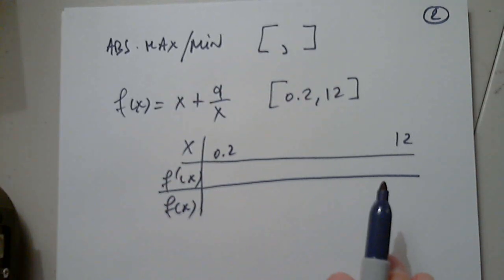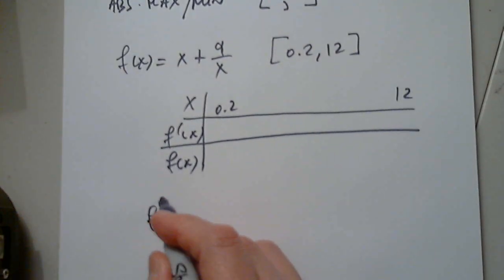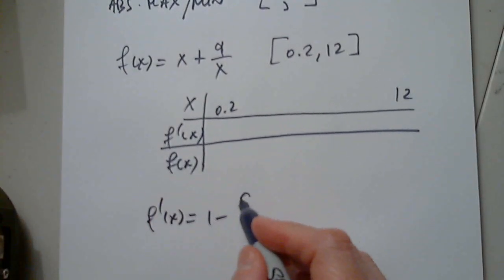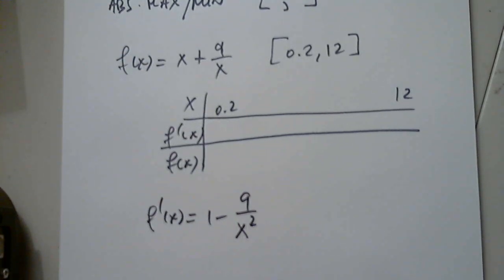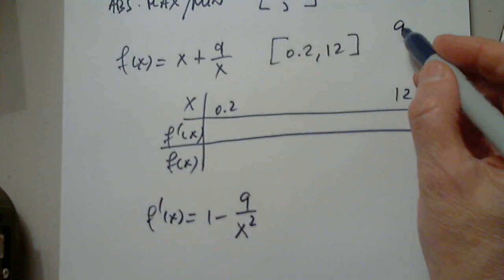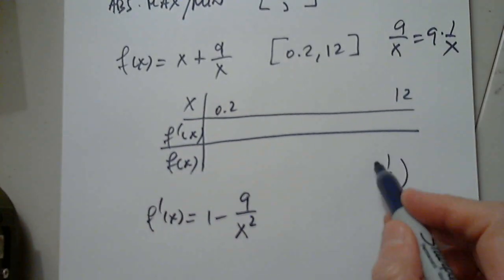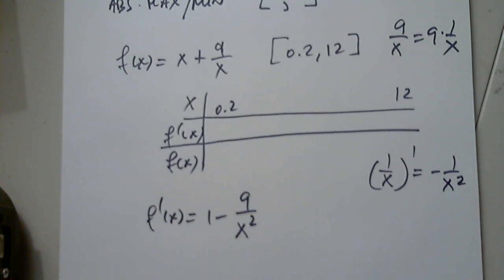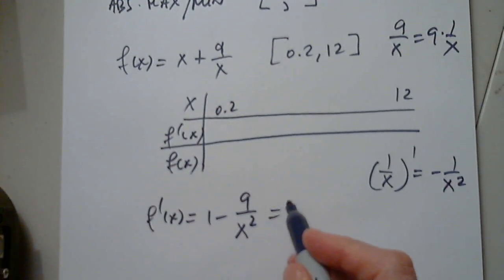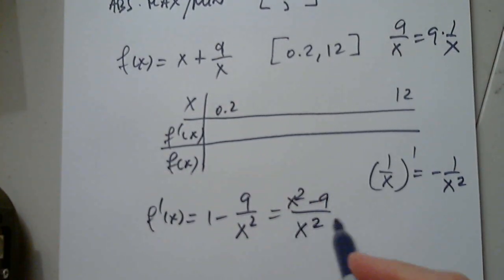Okay, so this is the problem, right? 9 over x. Yes. Perfect. So first of all, we have to find f prime. And please remember, this is 1 minus 9 over x squared. Please remember that 9 over x is 9 times 1 over x, and that the derivative of 1 over x is negative 1 over x squared. This is a basic formula that you should not have to prove again and again. So this is x squared minus 9 over x squared.